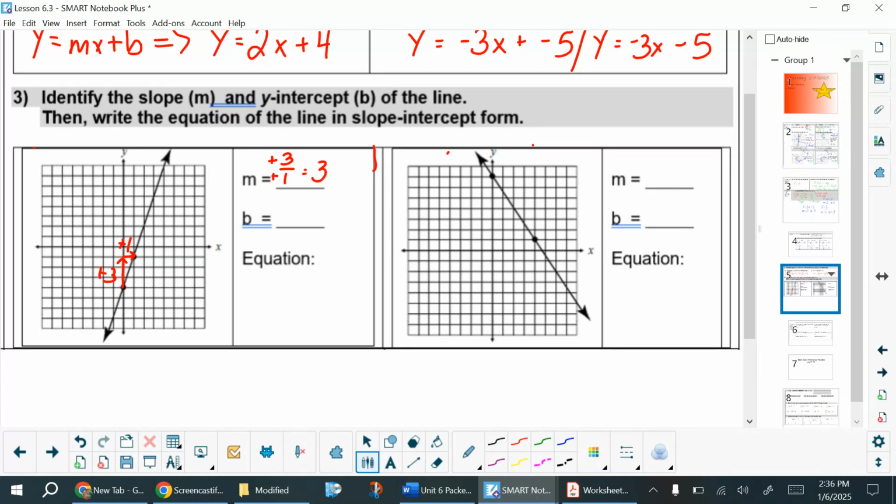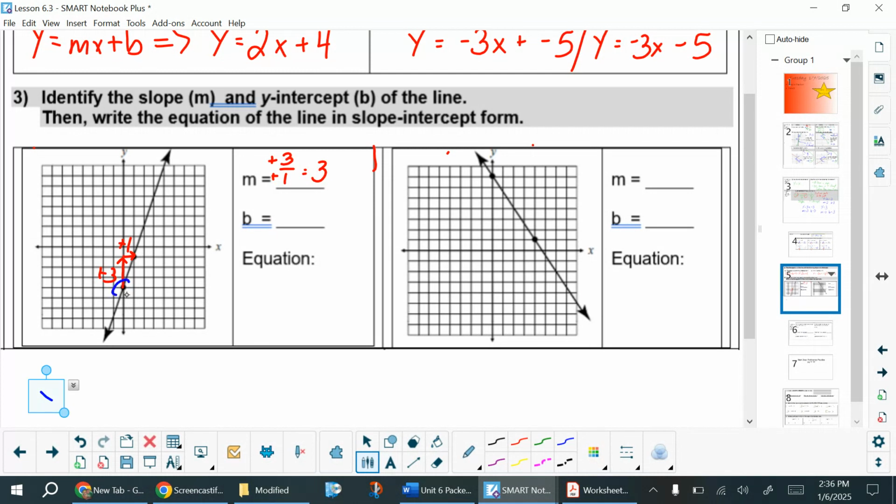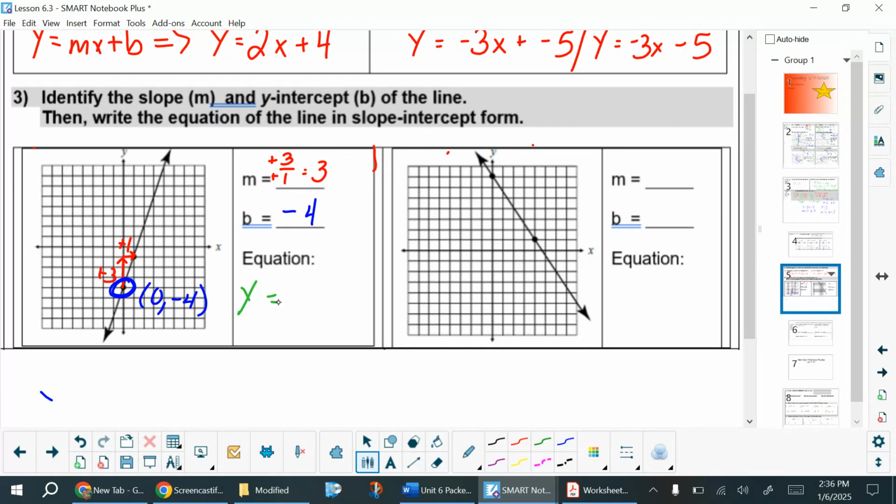And my b, because my graph crosses the y-axis right there at negative 4, at the point 0, negative 4. Actually, I think on your paper, it might even ask you for that point 0, negative 4. My b value is negative 4. Then I can write the equation out using my slope, y equals 3x minus 4.